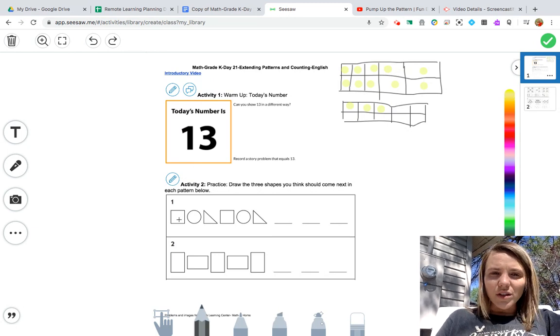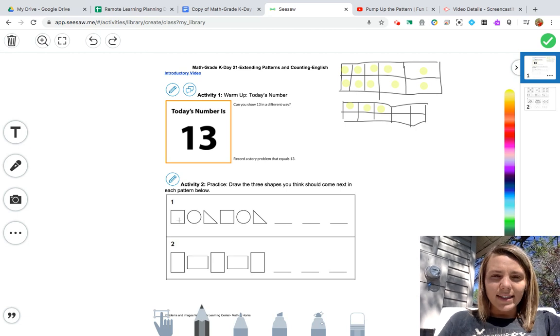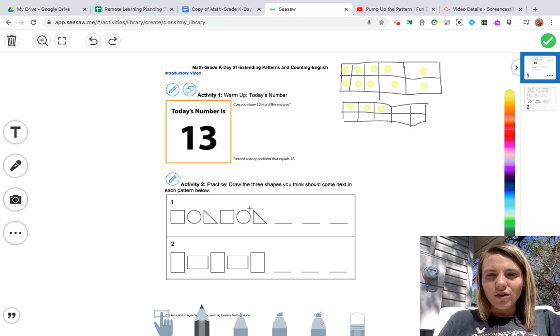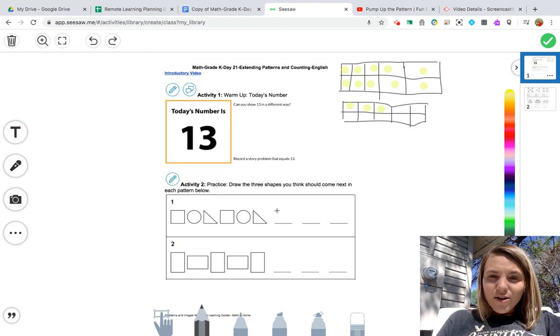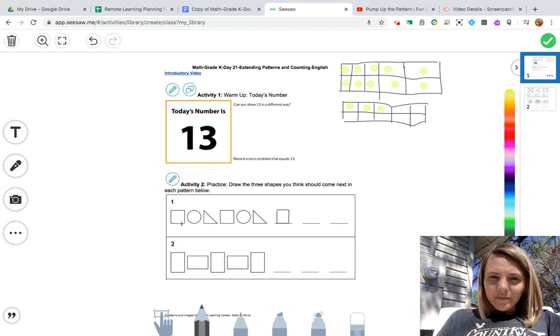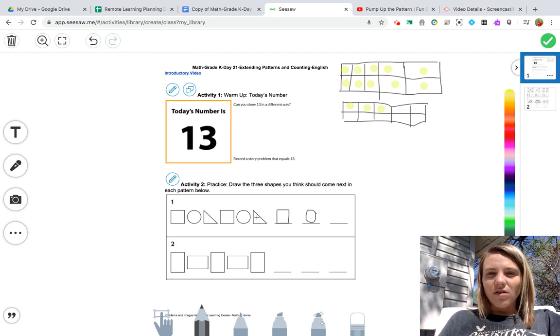So let's look at this first one together. I'm going to read off the shapes that I see to help my brain see the pattern. Square, circle, triangle. Square, circle, triangle. Ooh, what comes next? You're right, a square. What comes after the square? Yeah, a circle.